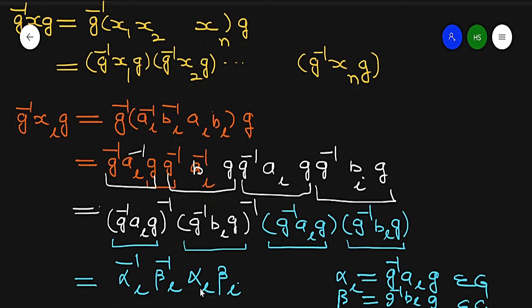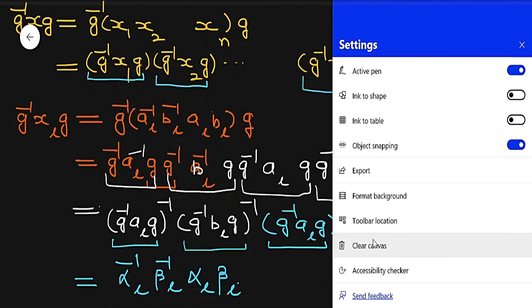So what is this? It is again a commutator of G. This is a commutator of G, this is a commutator of G, so it is a finite product of commutators of G. So it means it belongs to G dash. If it belongs to G dash, then G dash is a normal subgroup of group G.